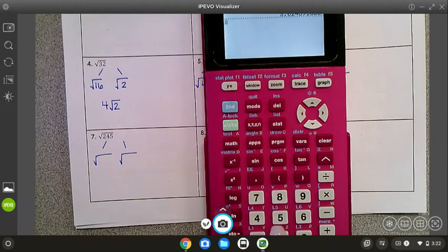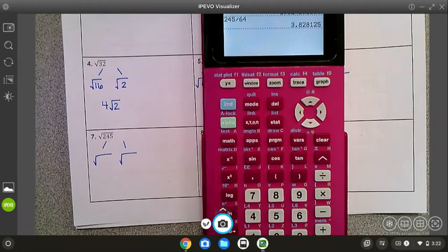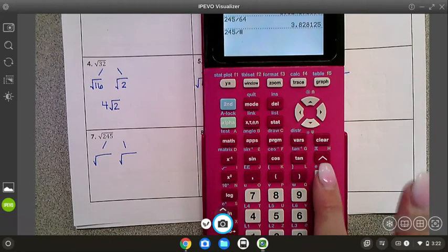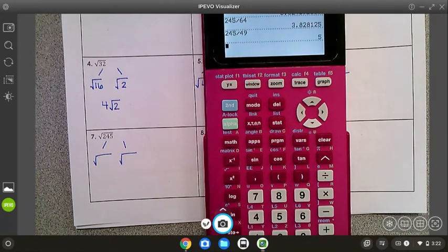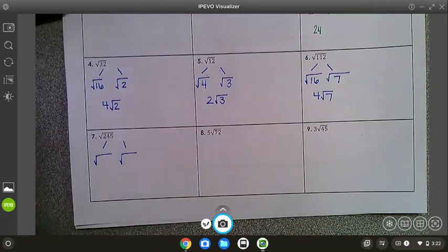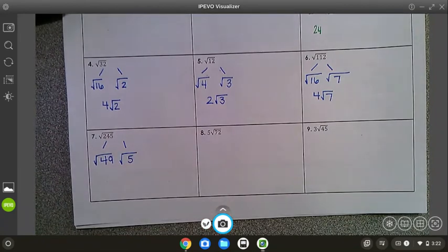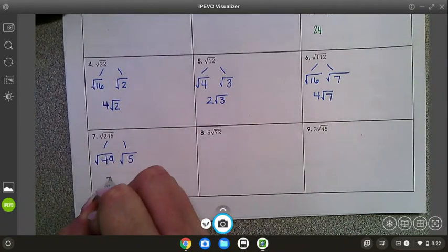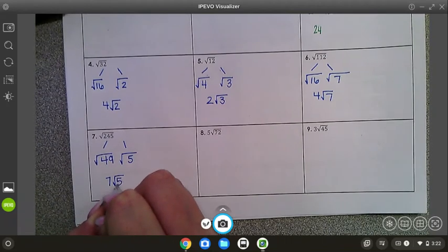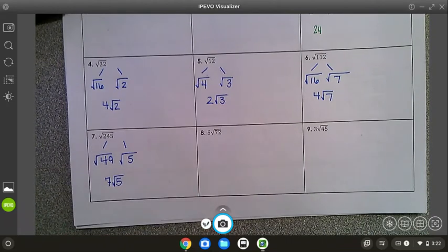Not 81. Oops, 245 divided by 64. Not that one. It's 49. 49 times 5 is 245. And I know that the square root of 49 is 7, and the square root of 5 does not break down any further. So 7 square root of 5.